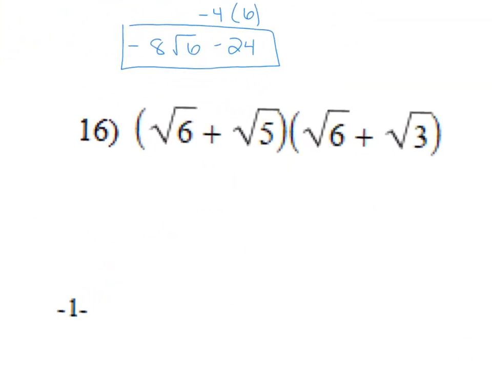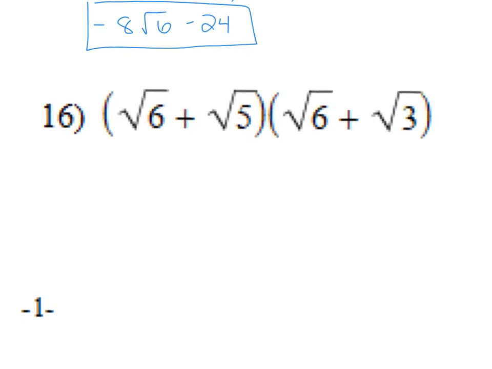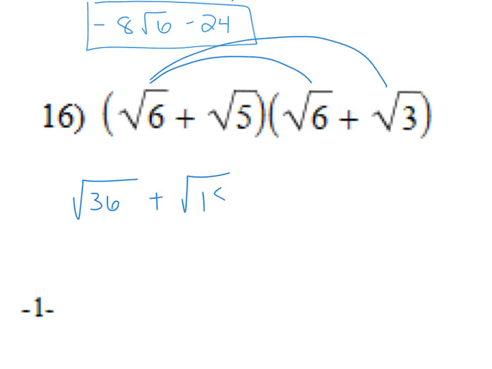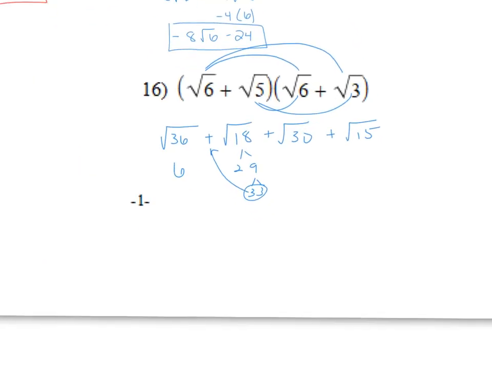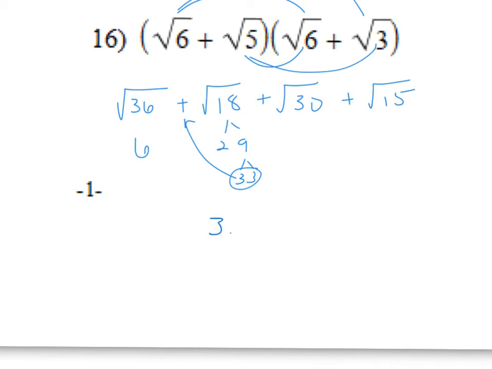Okay, same thing on this one. I'm going to take square root of 6 times square root of 6 and get square root of 36. Square root 18. Square root 30. And square root of 15. Well, this guy goes to a 6. I'm going to break this down to 2 and 9, 3 and 3. So 3's pair up and move out. So I have 3 root 2 here.